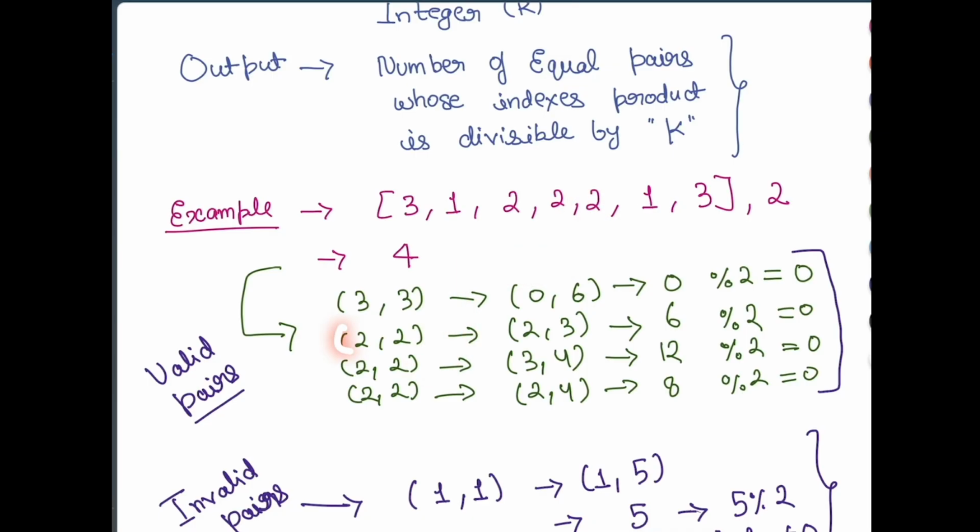For example, this particular pair 2, 2. The indexes are 2 and 3. 0, 1, 2, 3, 4, 5, 6. So the indexes are 2 and 3, right? 2, 3. What is the product? The product is 6. And is this 6 divisible by my k? The k is 2.